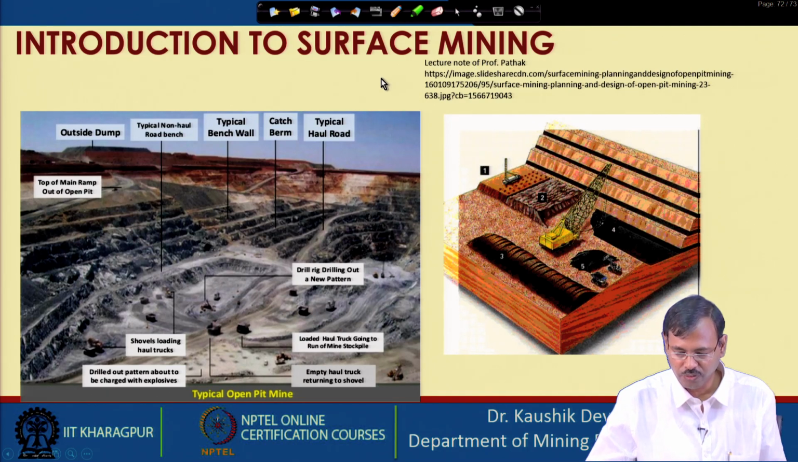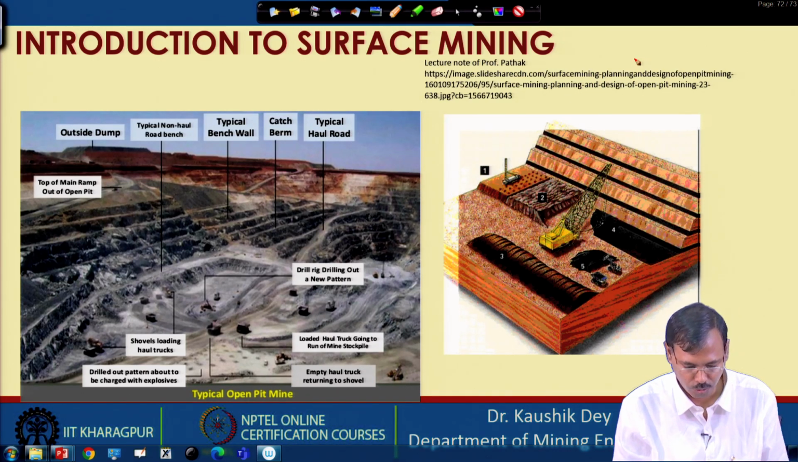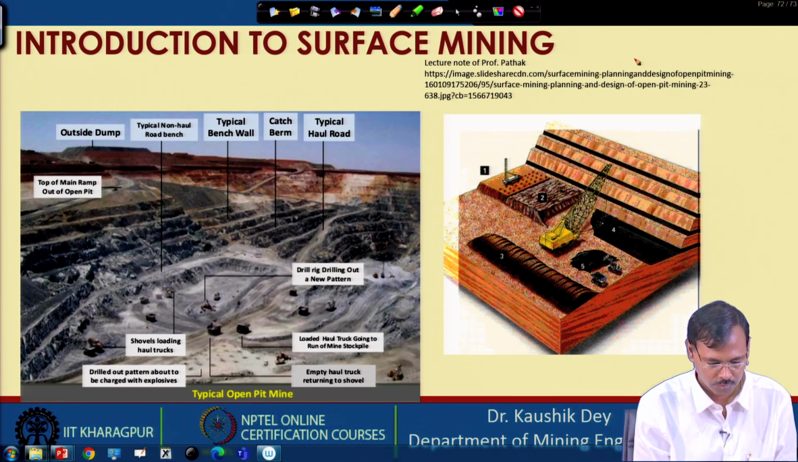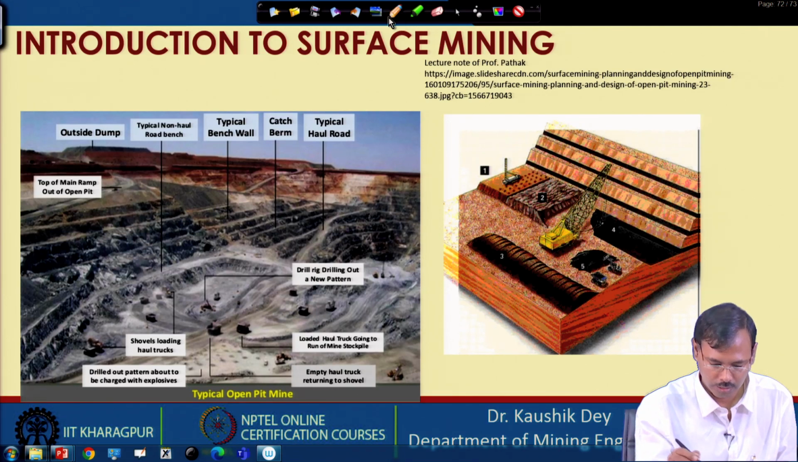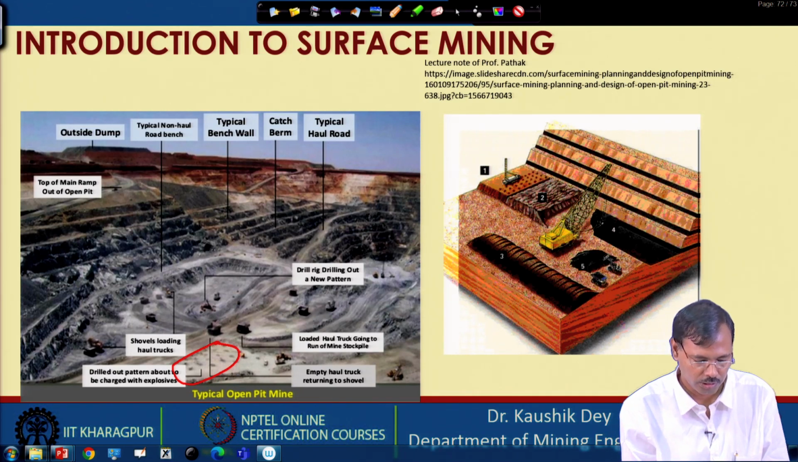Next, very important is how the facilities are provided in a mine and how the machines are being deployed. This figure shows the machine deployment and how the machines are working. You can see this is the portion where drilling is currently carried out and blasting is likely to be taken.